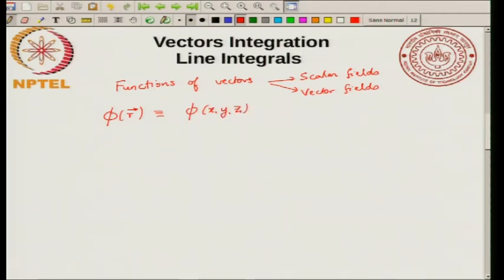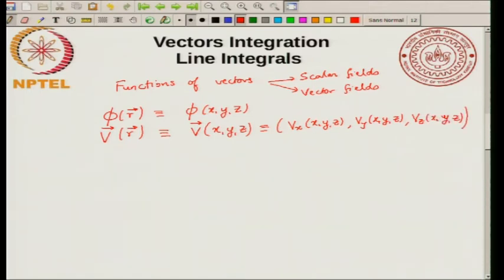Now how would you do an integral involving phi of x y z? We will come to that. You could also have something like a vector field V of R, which has various components. It will have 3 components, and each of the components will be a function of x y z. So, this will have Vx of x y z, Vy of x y z and Vz of x y z.